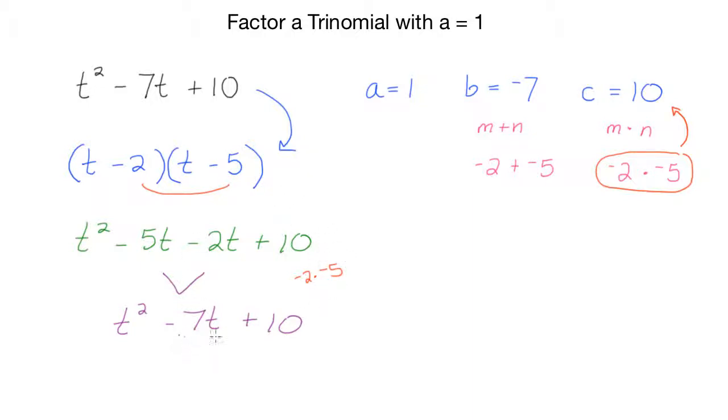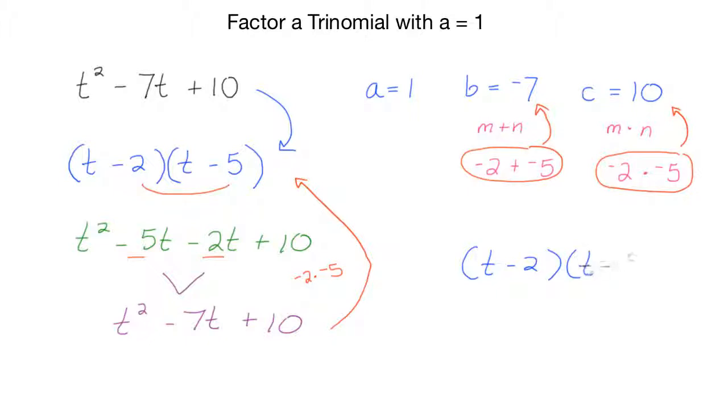How did I get this negative 7 right here? Well, we added negative 5 plus negative 2, which, oh look, we have that right there. We figured out negative 2 plus negative 5 would add to negative 7. So when factoring, this method of figuring out two numbers that add to b and multiply to c is basically just working our steps backwards to get to the factored form. And our final answer, just as we already wrote there, is that it factors into t minus 2 times t minus 5.